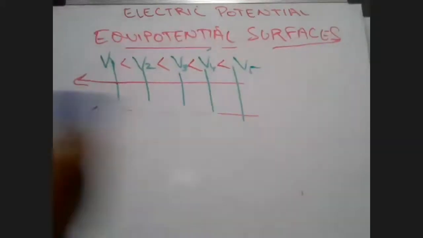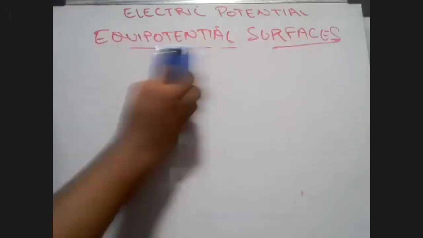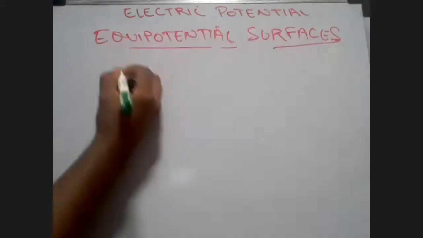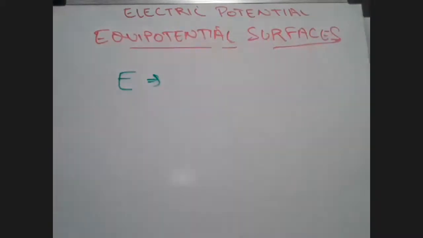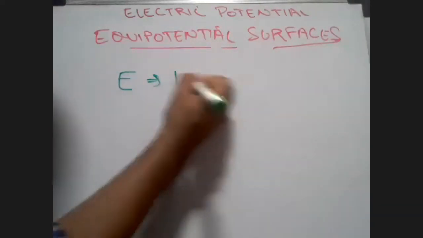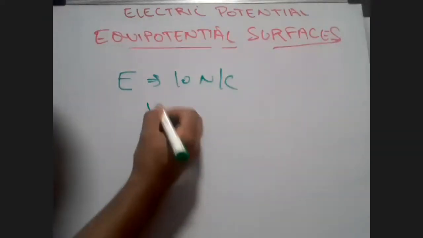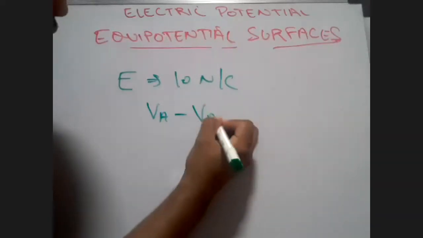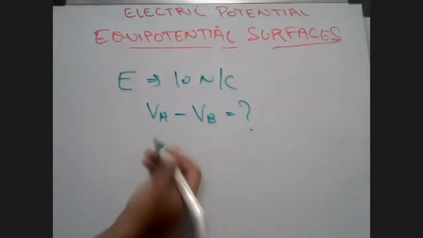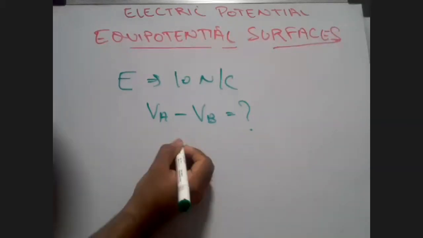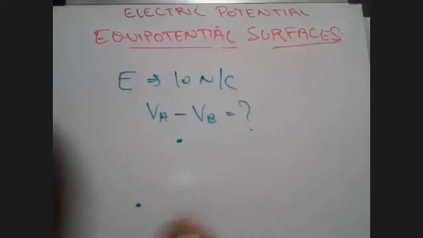Okay, now a small sum. Let's do a small sum. Let's consider E, the electric field intensity, in a region to be 10 newtons per coulomb, and I want you to find out what VA minus VB will be equal to, basically the change of potential. I want you to find this in this diagram. I hope you can see it.